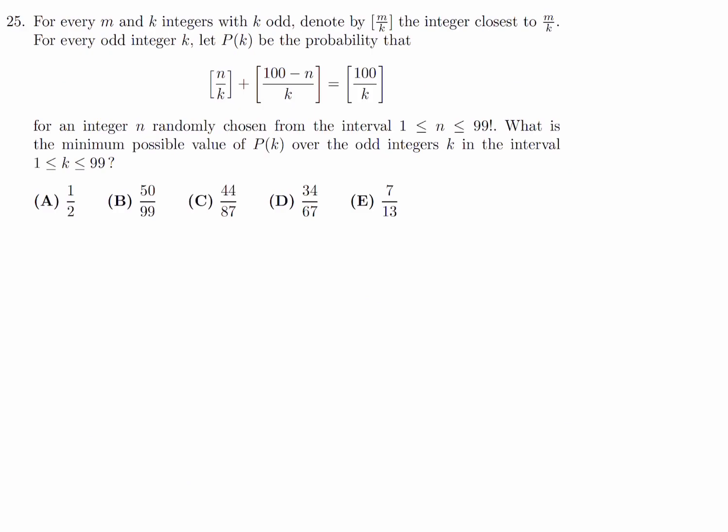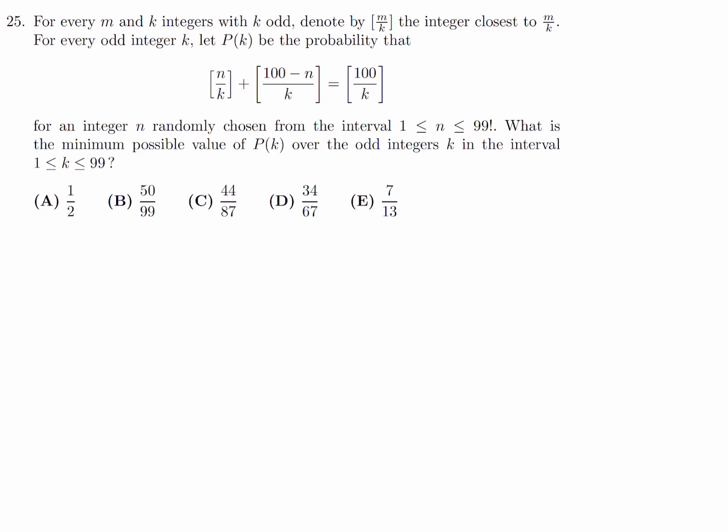For every m and k integers with k odd, denote by bracket mk the integer closest to m over k. For every odd integer k, let pk be the probability that the bracket of n over k plus the bracket of 100 minus n over k equals the bracket of 100 over k, for an integer n randomly chosen from the interval n between 1 and 99 factorial. What is the minimum possible value of pk over the odd integers k in the interval k between 1 and 99?